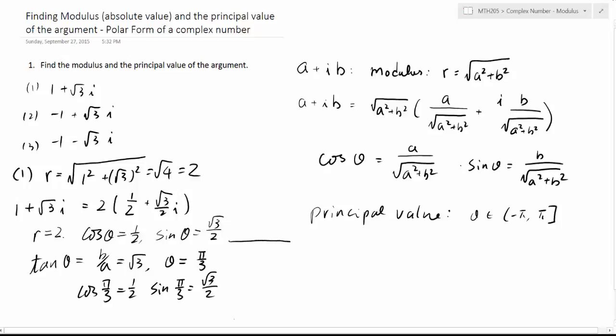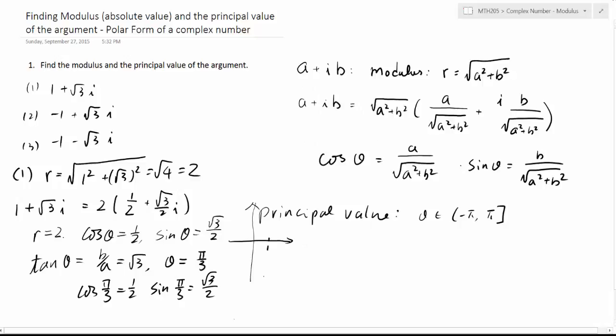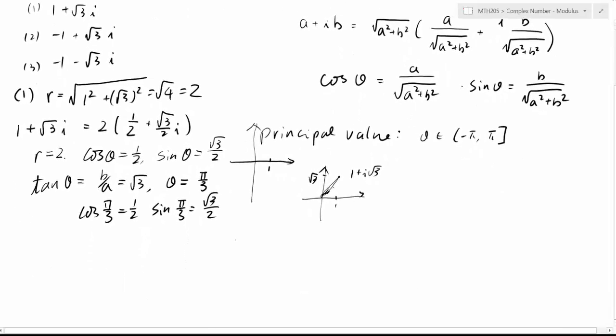And in the complex plane, we can also sketch the diagram of this number. So what we have over here, this is 1, then we have root 3, which is a point somewhere over here. And this is what we have. So let's move over here a little bit. So we have something like this. This is 1, and this is going to be root 3. And we see that this is the number 1 plus i root 3, and the angle is pi over 3. Okay. So we have this angle over here is pi over 3.